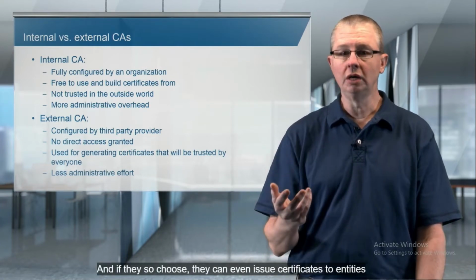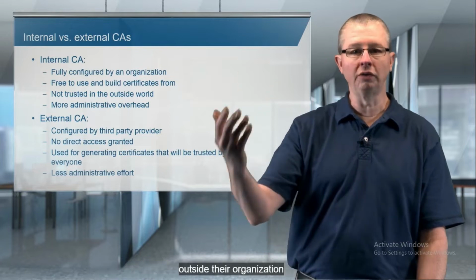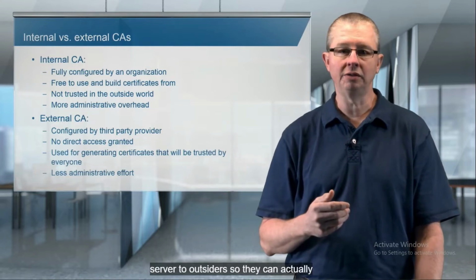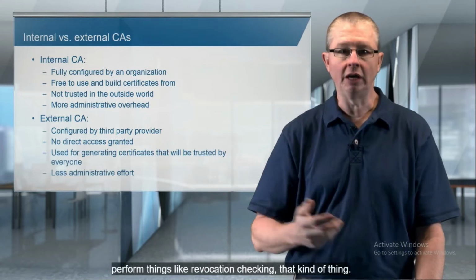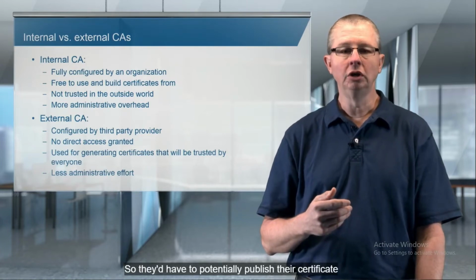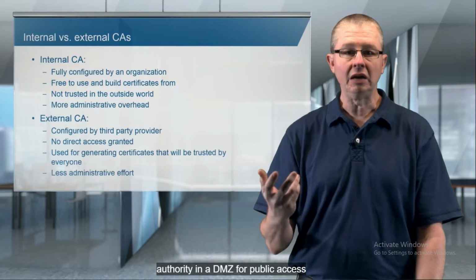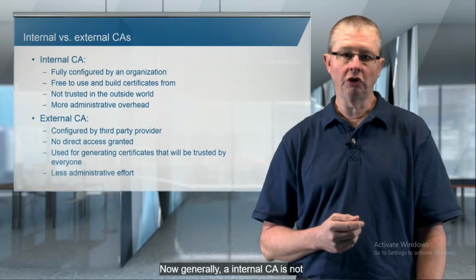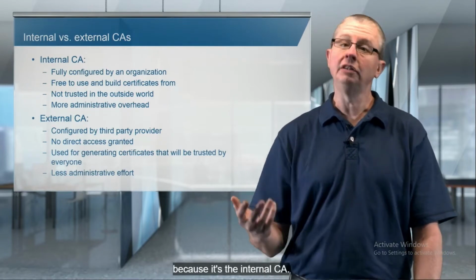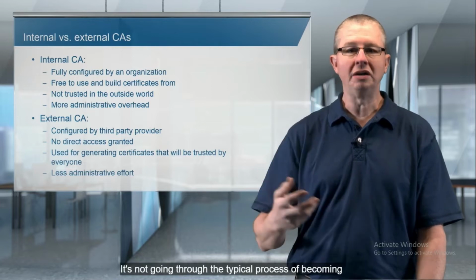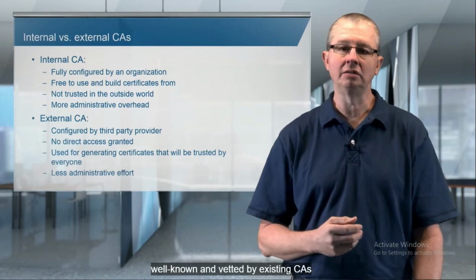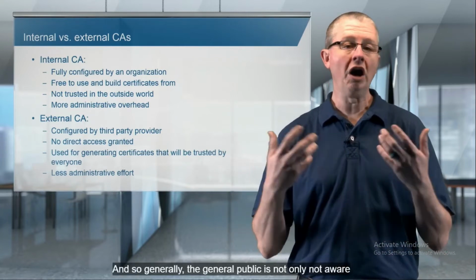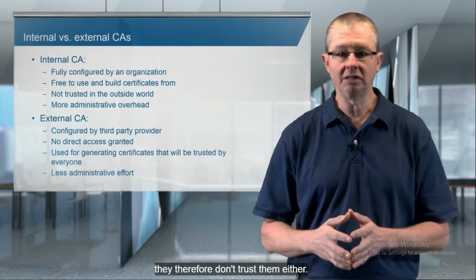And if they so choose, they can even issue certs to entities outside their organization if that happens to be more convenient. Although they would then have to expose their CA server to outsiders so they can actually perform things like revocation checking. So they'd have to potentially publish their certificate authority in a DMZ for public access if they choose to do that. Now, generally, an internal CA is not trusted by the overall outside world because it's an internal CA. It's not gone through the typical process of becoming well known and vetted by existing CAs or trusted by the world at large. And so generally, the general public is not only not aware of the internal certificate authorities, they therefore don't trust them either.